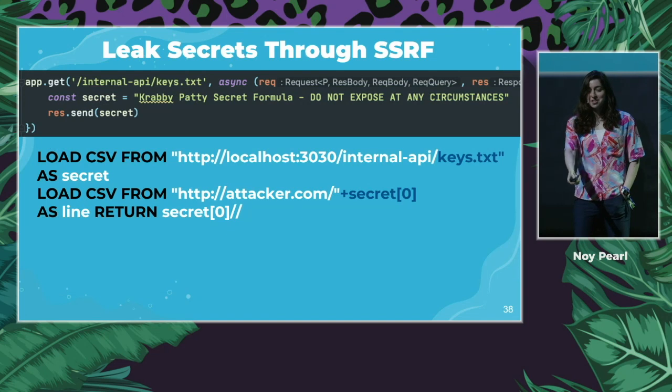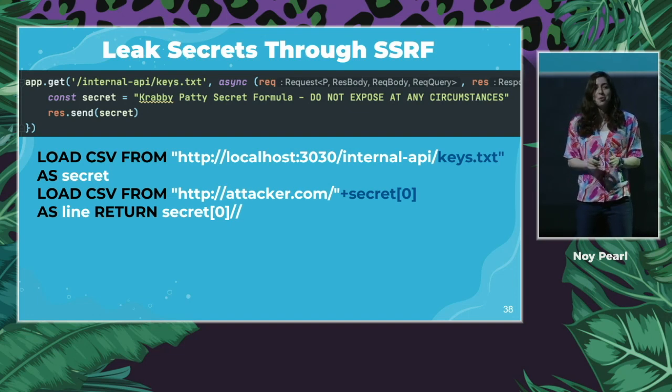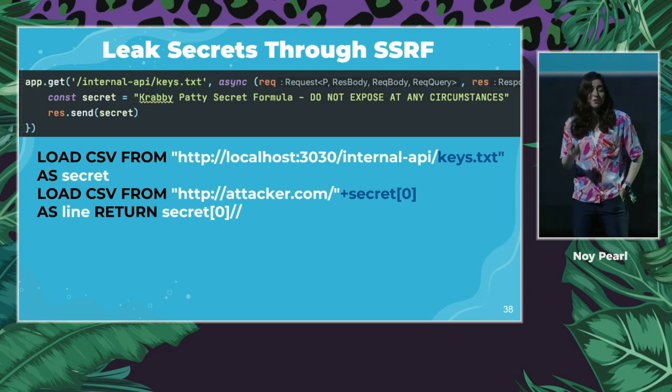And notice, just a fun thing, the secret with the index 0 is because we used LOAD CSV, so it actually returns as a CSV file, but not really. And it doesn't really matter what the type of the file is. It will work regardless of whether it's CSV or not.